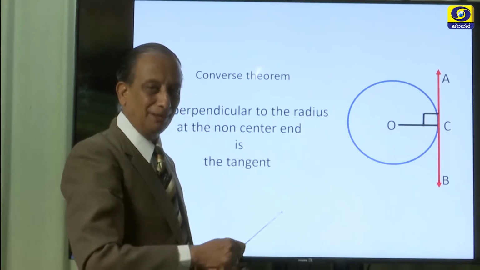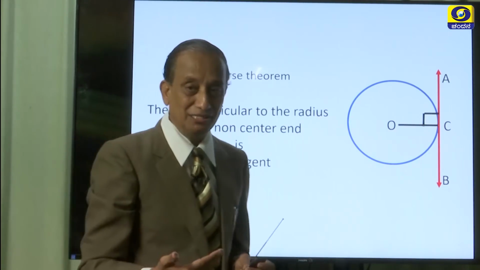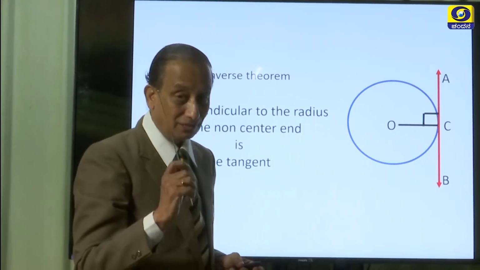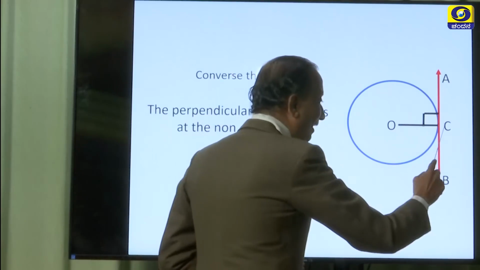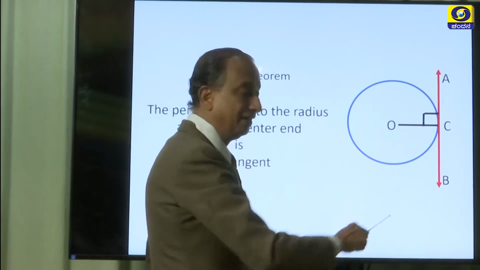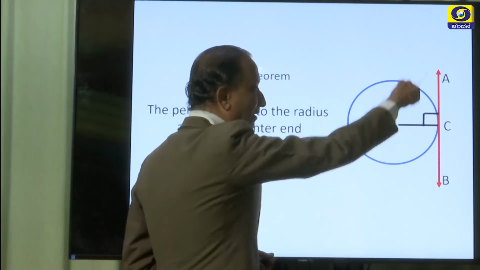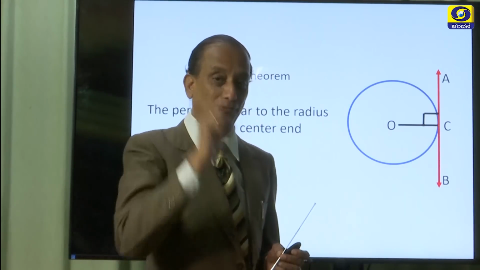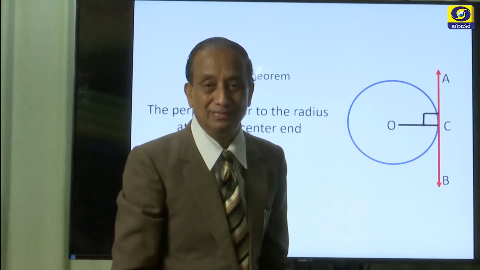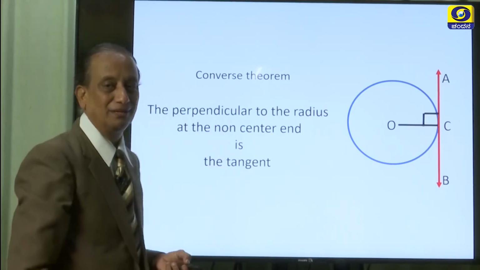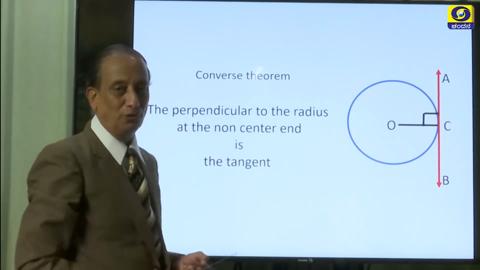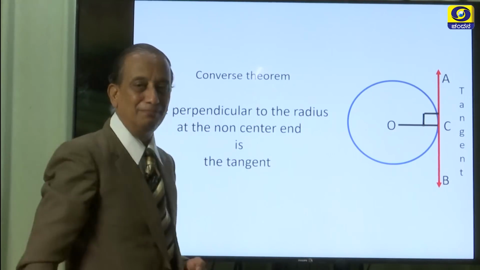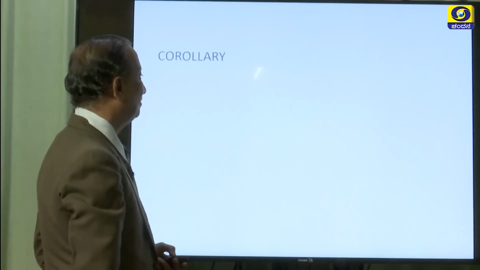So children, please compare: the radius and the tangent at the point of contact are perpendicular to each other, whereas the converse is: the perpendicular to the radius at the non-center end. If you happen to draw a perpendicular like this, it is going to touch the circle at only one point, therefore it has to be the tangent, and this is the converse to the 4.1 theorem. Okay, this straight line AB is nothing but our tangent.